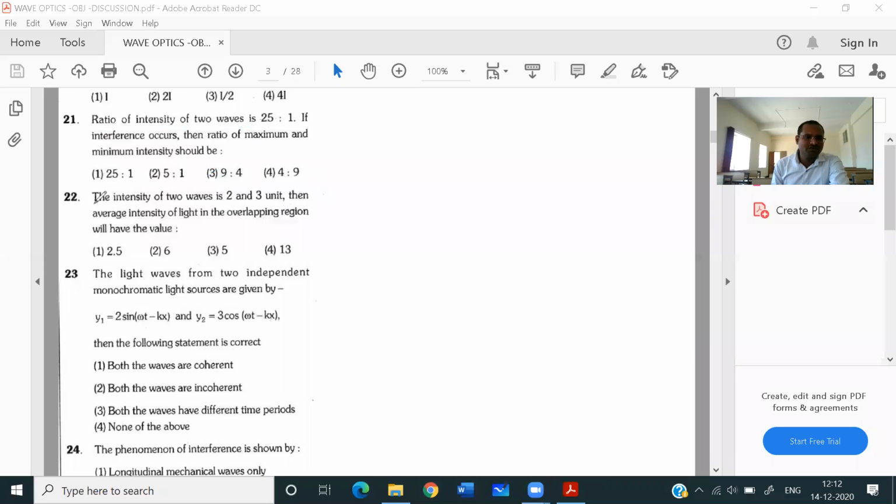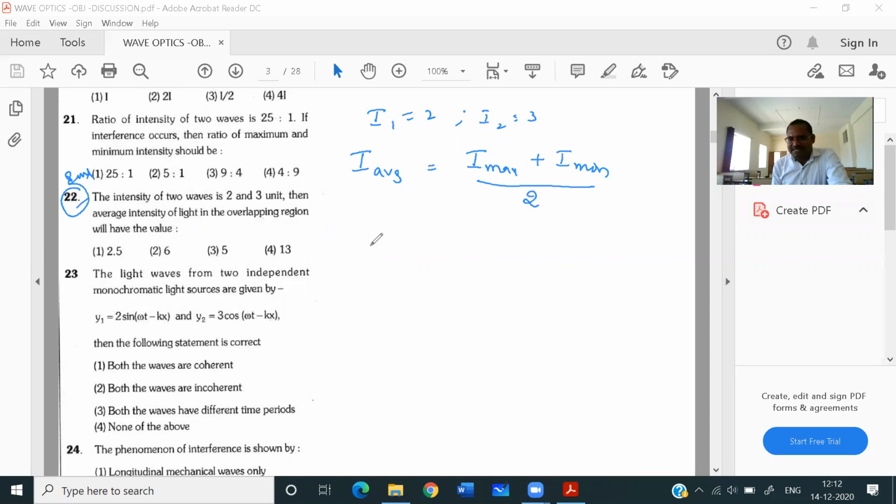Next, question number 22. The intensities of two waves are 2 and 3 units. I1 is 2 and I2 is 3 units. They are asking for the average intensity of light in the overlapping region. What is I average? The maximum intensity plus the minimum intensity, divided by 2. This is called I average. You know this.